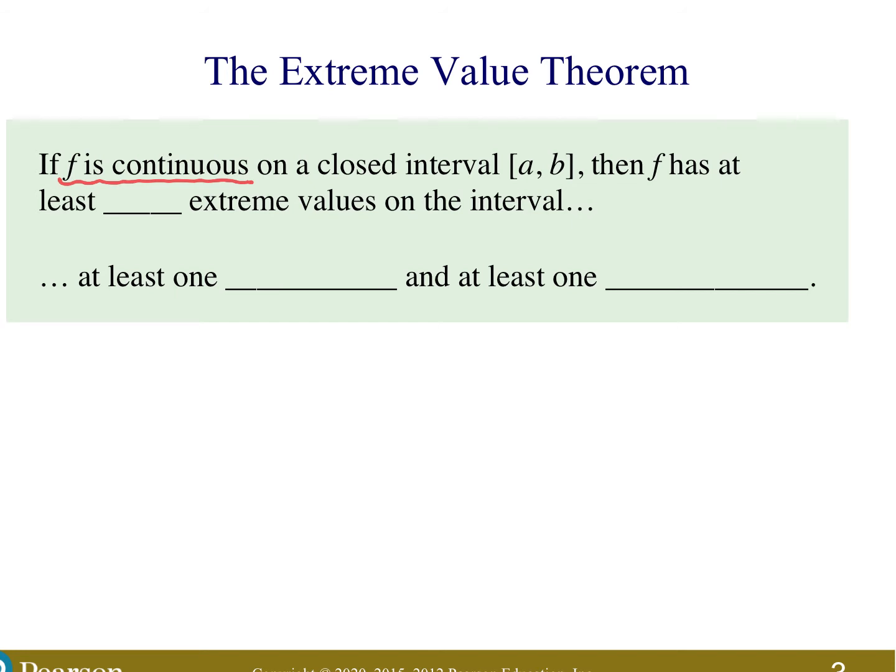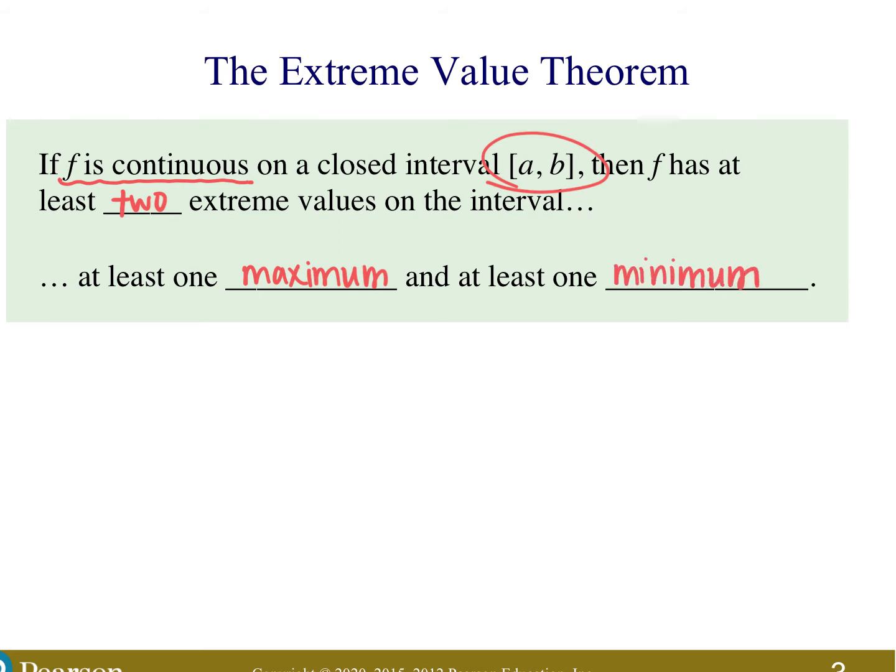So it has to be continuous. So no brokenness, no missing points, no gaps, no jumps, nothing of that. That's first. Okay, it also has to be closed. That means it has to have 2 endpoints on either side. So those 2 things are required: continuity, and it has to be closed. Okay, so if those things are true, then the function has at least, fill in the blank, 2 what we call extreme values on that interval. And those 2 would be at least 1 maximum and at least 1 minimum.